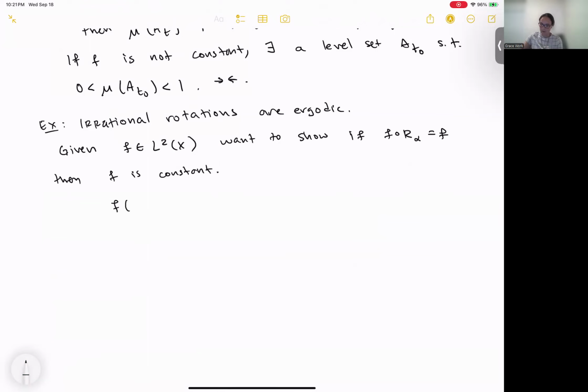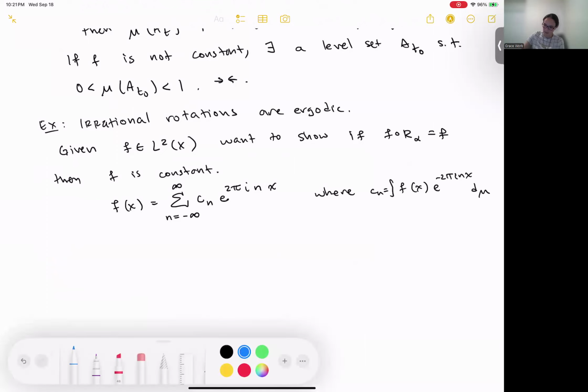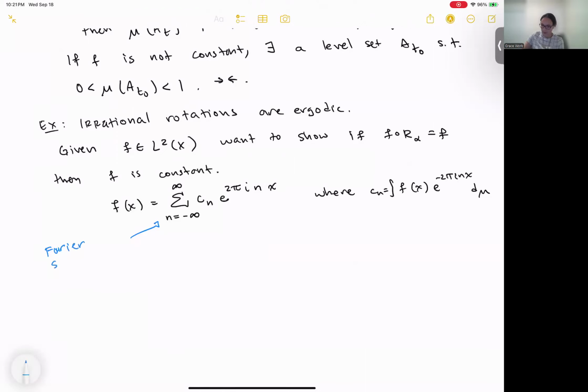So because of this, our function is equal to its Fourier series, the sum from negative infinity to positive infinity of Cn times e to the 2 pi I nx, where our Cn is equal to the integral f of x e to the minus 2 pi I nx d mu. And again, this over here is the Fourier series. All right, so we have this representation of our L2 function.